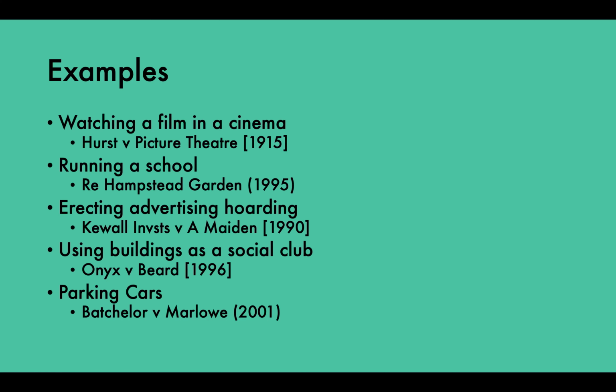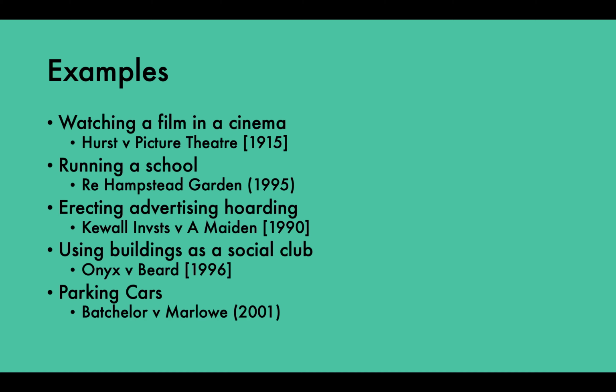Okay. Again, just note at this beginning stage, the only thing that is very important so far that you should take in is that you need a license to access someone else's land. Without that, you could be sued for nuisance or trespass. And there are some clear examples of when licenses operate, and these are shown here, such as watching a film, running a school, erecting advertising, etc.